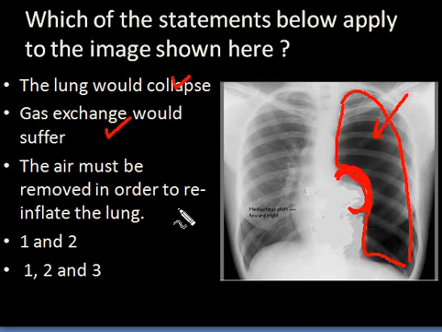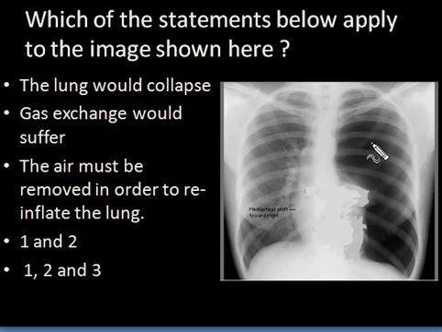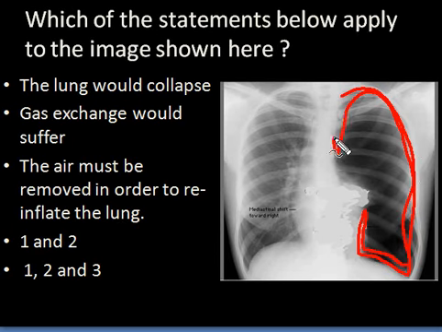And then in order to reinflate the lung, you have to remove the air. So that is also a true statement, because once you put in a chest tube and do what is called thoracocentesis, air gets out. Once you remove the air, the pleural cavity will come back to its normal position like this, where it's going to be extremely thin, and then the lung can reinflate and get back to its normal size. So that is also true. So all of these are true. Hence this is the right answer.